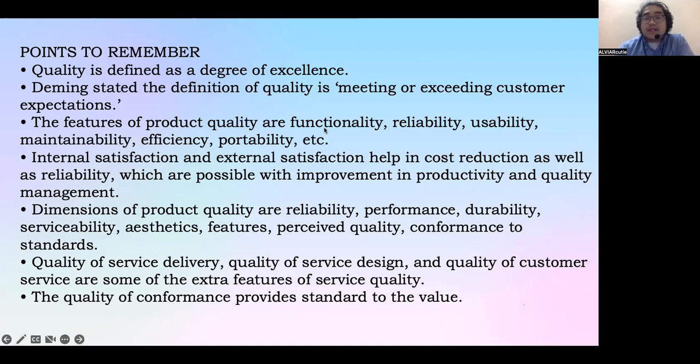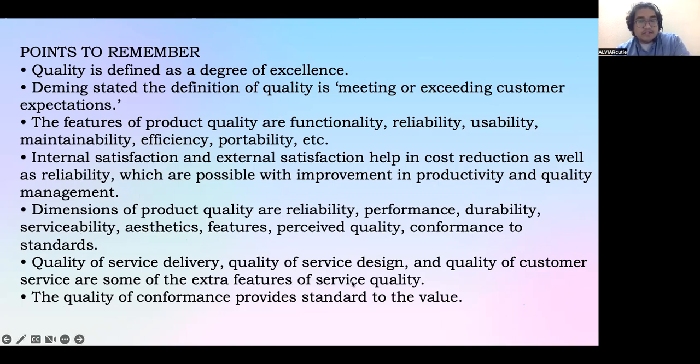The features of product quality are functionality, reliability, usability, maintainability, efficiency, portability, etc. Internal satisfaction and external satisfaction help in cost reduction, as well as reliability, which are possible with improvement in productivity and quality management. So next, dimensions of product quality are reliability, performance, durability, serviceability, aesthetics, features, perceived quality, conformance to standards. So next, quality of service delivery, quality of service design, and quality of customer service are some of the extra features of service quality.